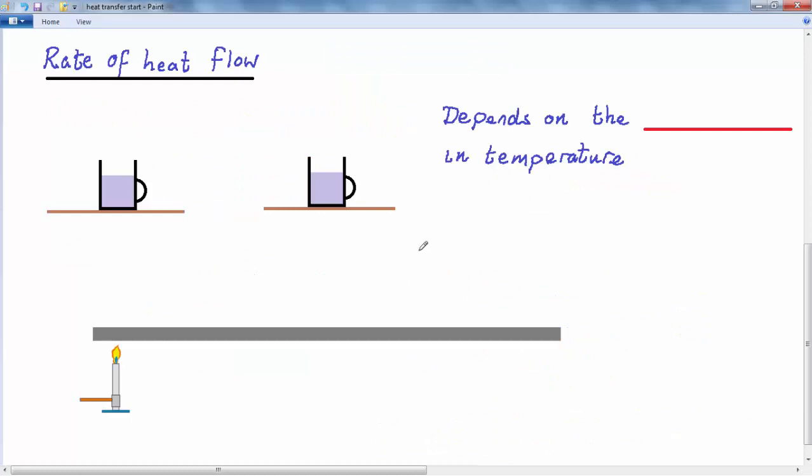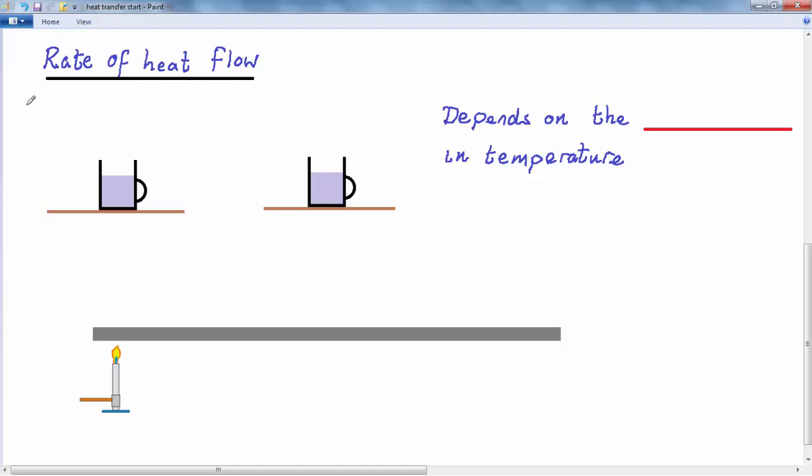Okay, so what else can we say about heat transfer? Well, another important point is that the speed at which heat is transferred from a hot object to a colder environment depends upon the temperature difference between the two.